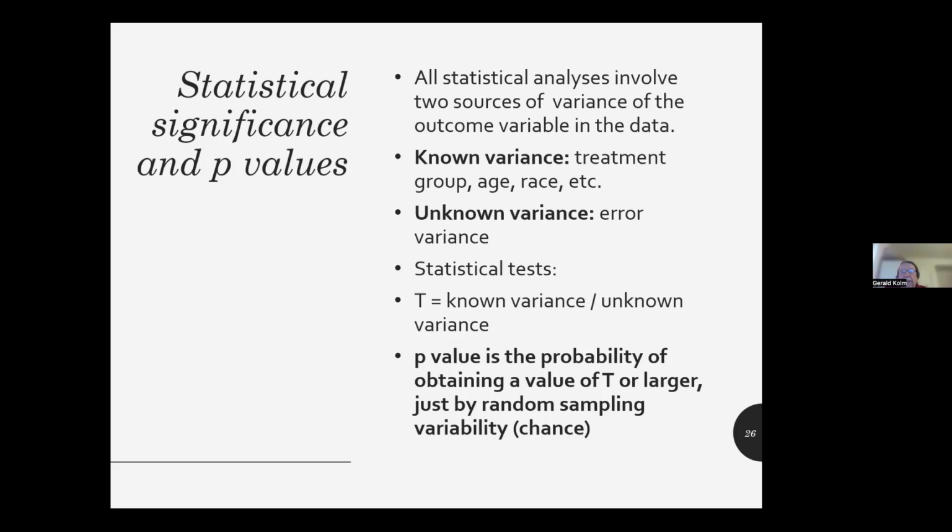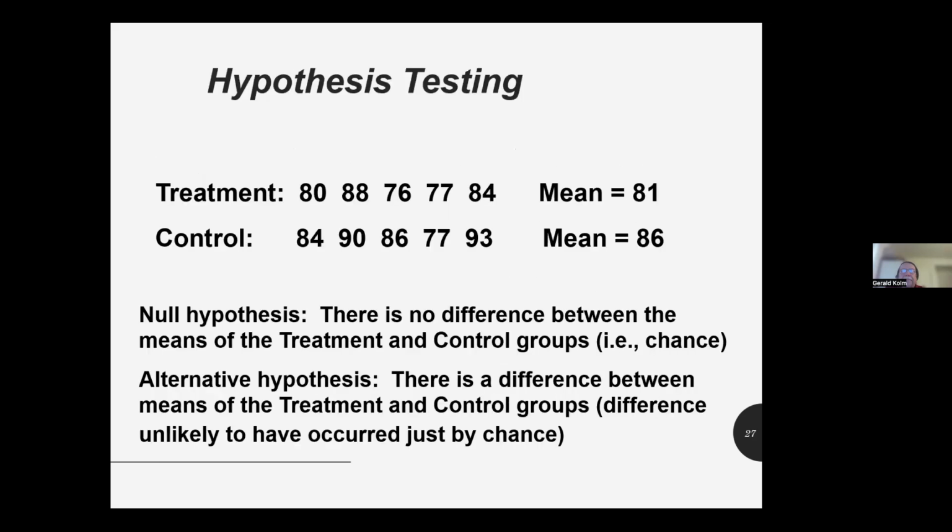So we'll get into some examples of this, but I just wanted to really emphasize what we're doing when we do statistical tests, or when you see p-values associated with statistical tests. Let me give an example here of testing a hypothesis. Let's say that I have two groups of blood pressure values for my population, a treatment group and a control group.